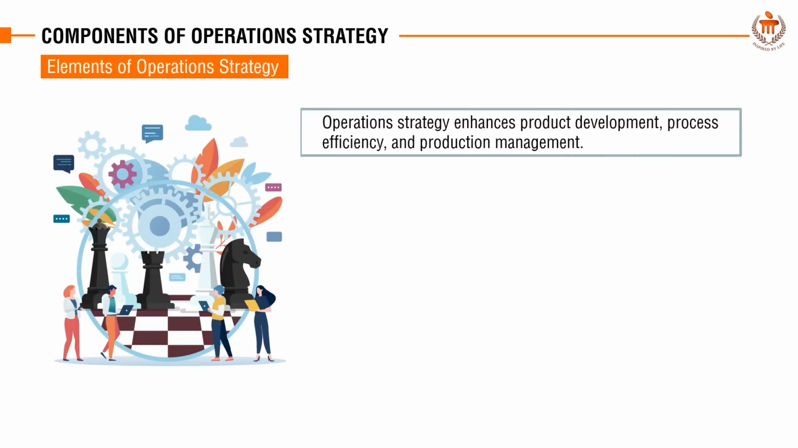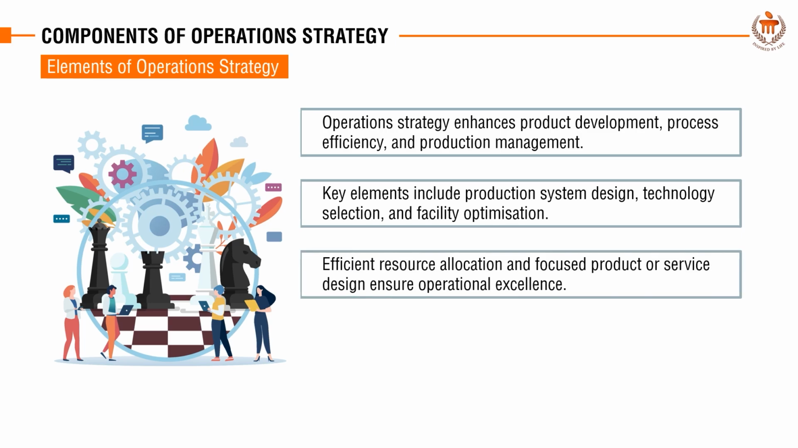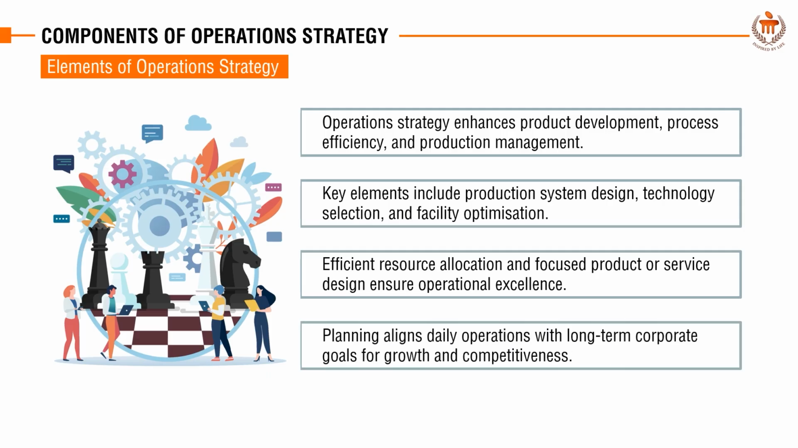The elements of operation strategy are crucial for enhancing product development, process efficiency, and overall production management. Key elements include designing an effective production system, selecting and developing appropriate technology and processes, and optimizing facilities for production and service delivery. Efficient allocation of resources along with the focused product or service design and development ensures operational excellence. Additionally, a strong emphasis on planning facilitates smooth operations, helping organizations align their day-to-day activities with long-term corporate goals, ensuring growth, innovation, and competitiveness in the market.